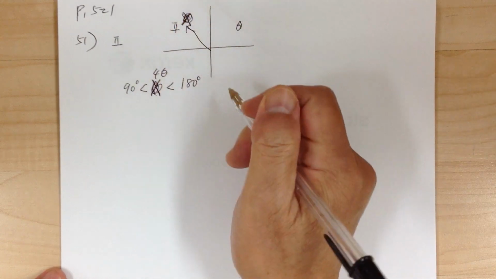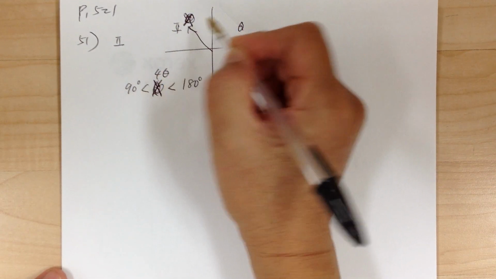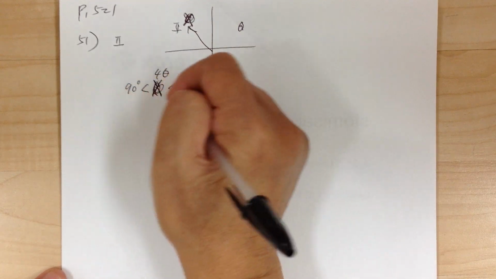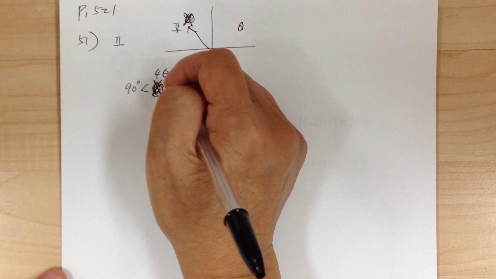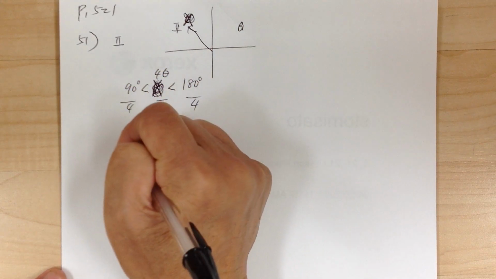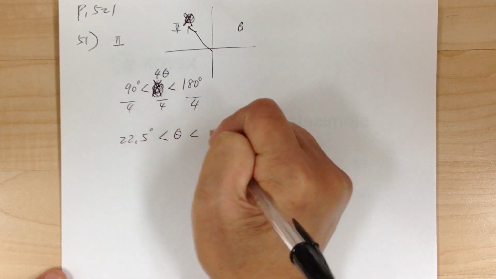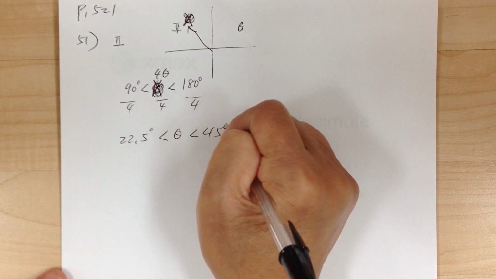So again, 4 times the angle would be in the second quadrant. So to find theta, you have to divide by 4. That way you're going to get 22.5 degrees is less than theta, less than 45 degrees.